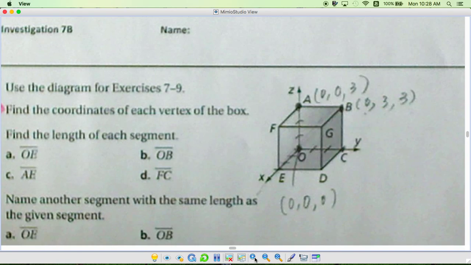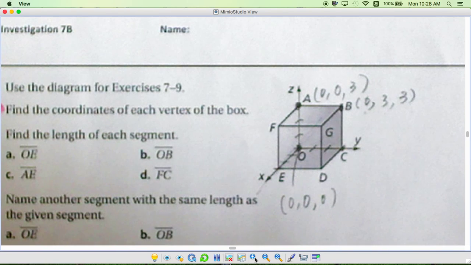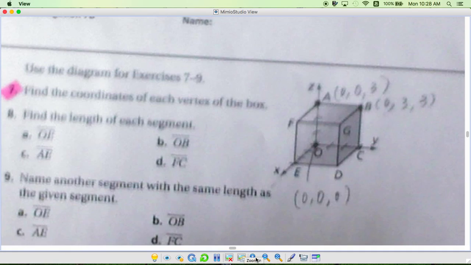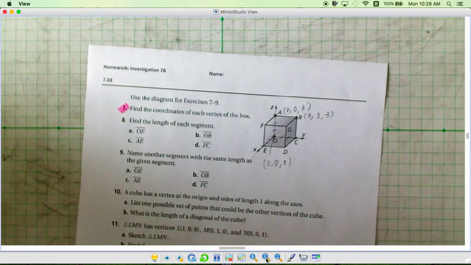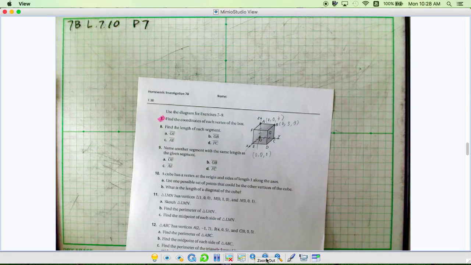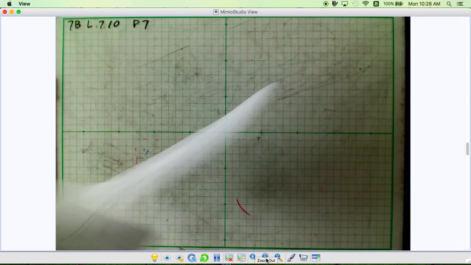So do that for the rest, C, D, E, F. So that's what you do for this problem. And that's the end of this pack.